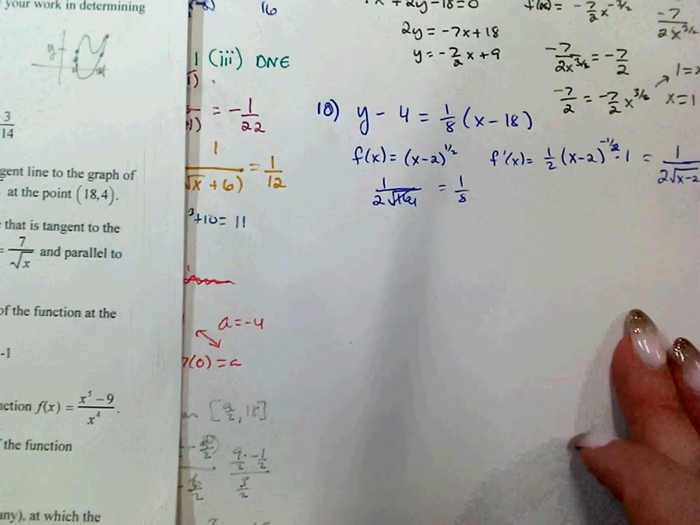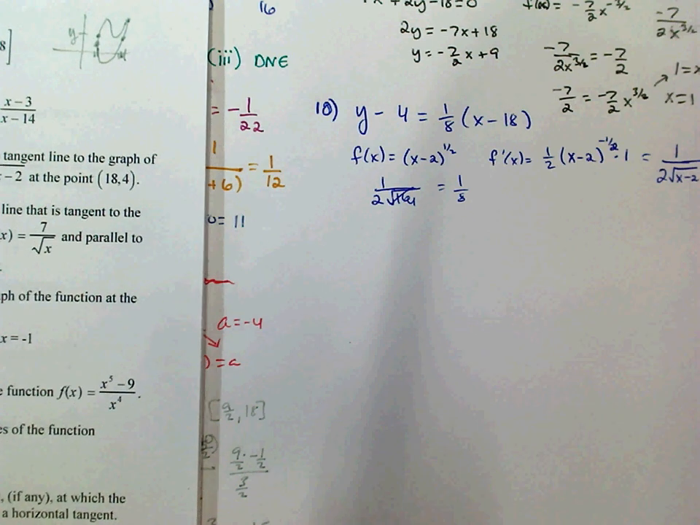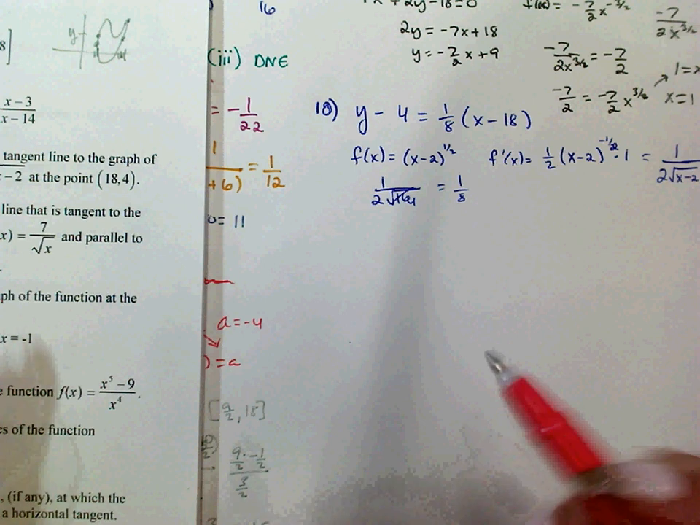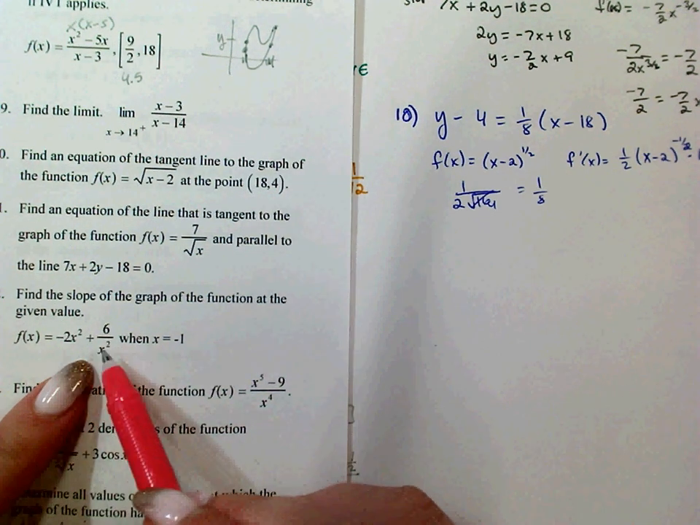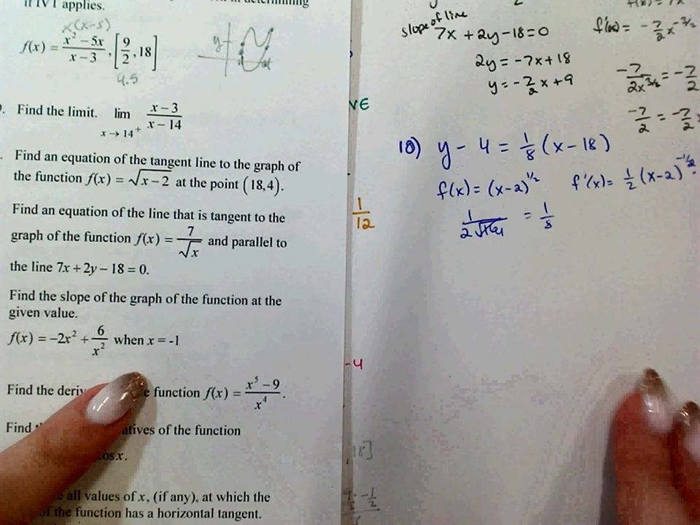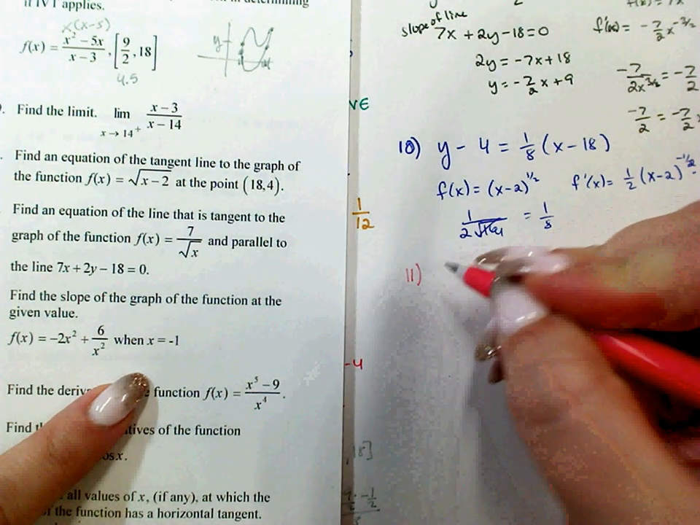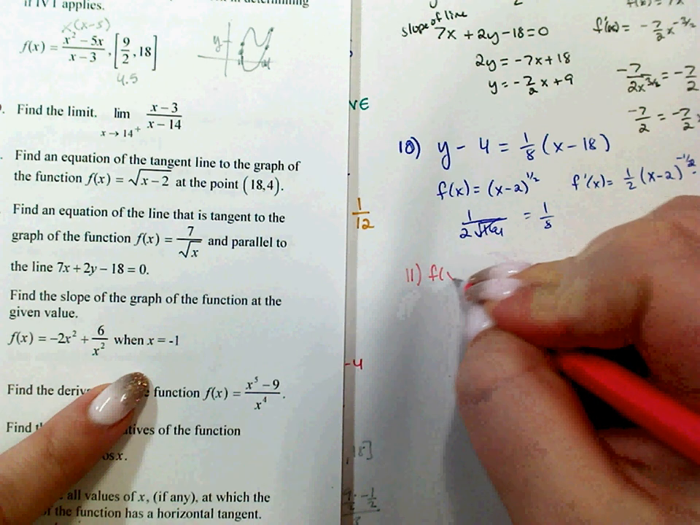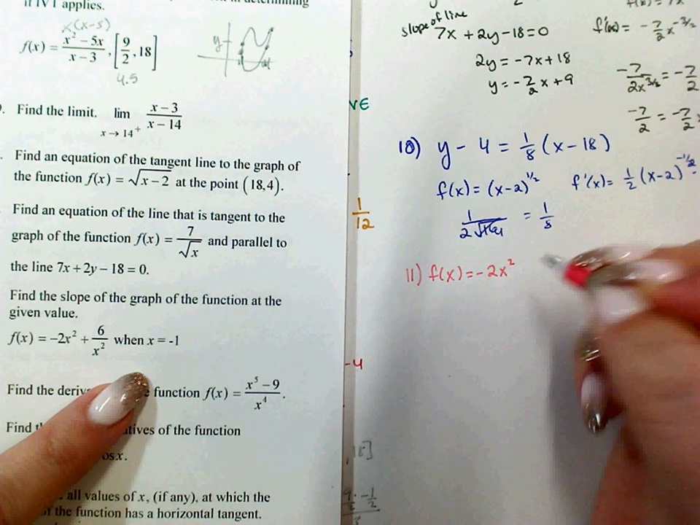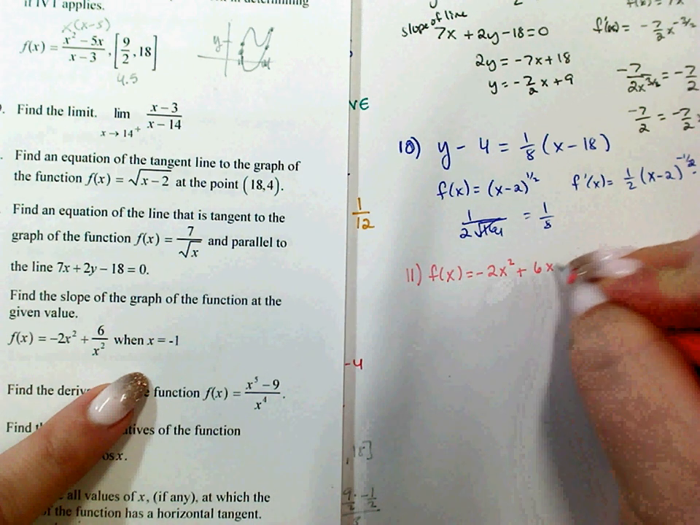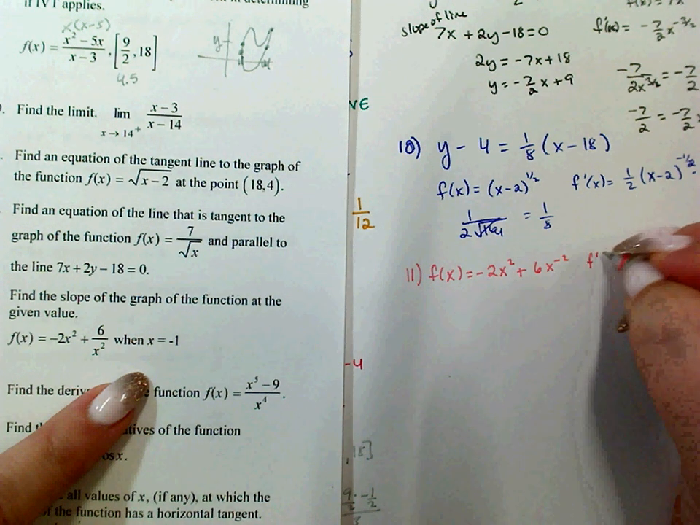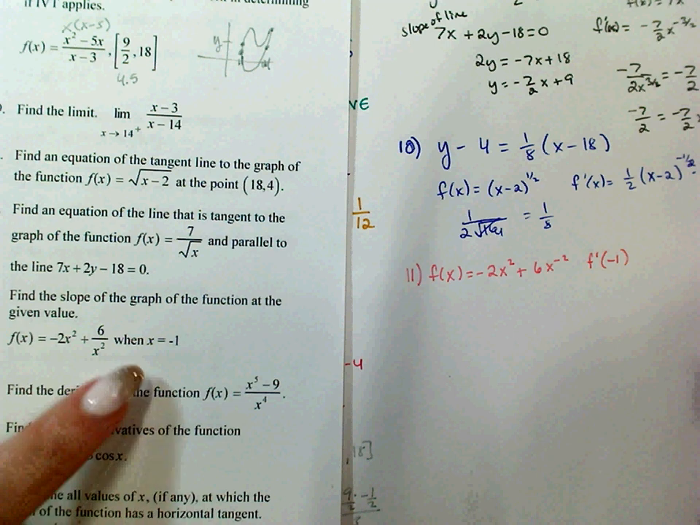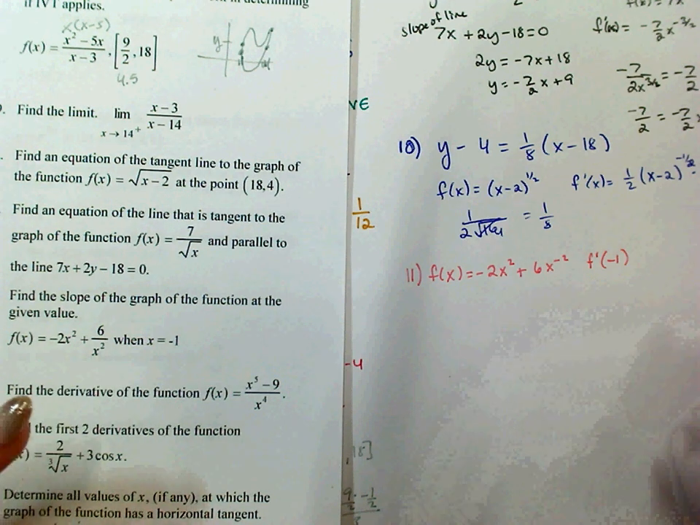Okay. Number 12. Find the slope of the graph of the function of the given value. So find the slope of this function when x equals negative 1. So f of x equals negative 2x squared plus 6x to the negative 2. And then I want to find f prime at negative 1. Well, first I need to find f prime of x, and then I'll plug in negative 1.